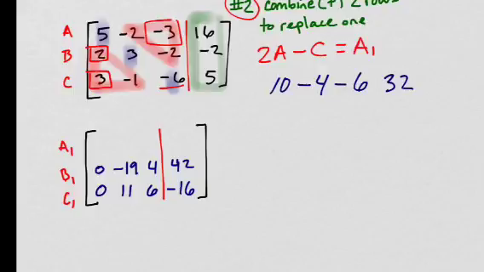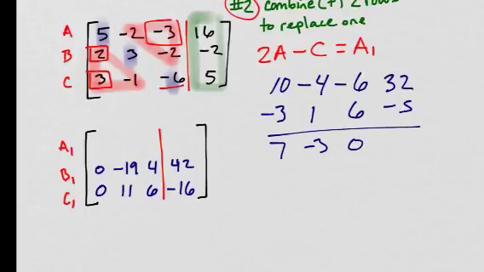Multiply the C row by negative 1, so negative 3, 1, 6, and negative 5. We'll combine those, we get 7, negative 3, 0, and I think that's 27. 7, negative 3, 0, 27. Okay.